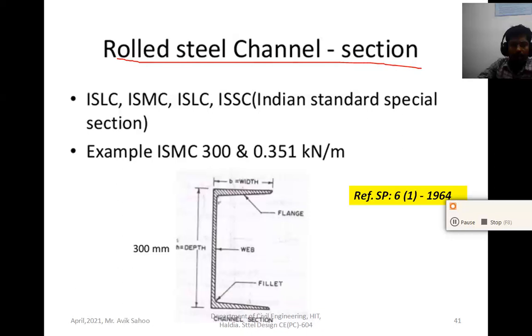Then the rolled steel channel section. Similarly, this type of channel section is designated by ISLC, Indian Standard Lower Channel, ISMC, Indian Standard Medium Channel, and the Indian Standard Special Channel. So ISMC is designated by 300. This value indicates the depth of the channel, and the weight is 0.351 kilonewton per meter.